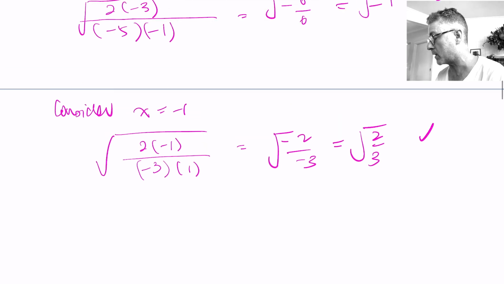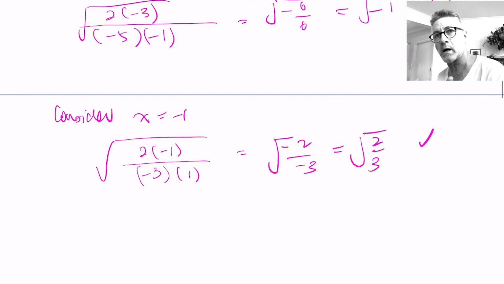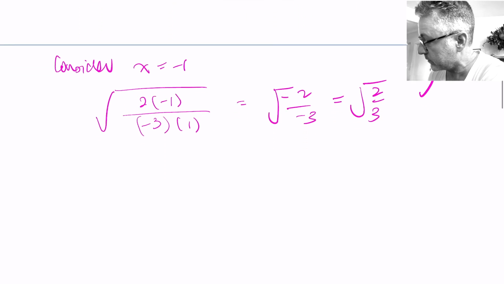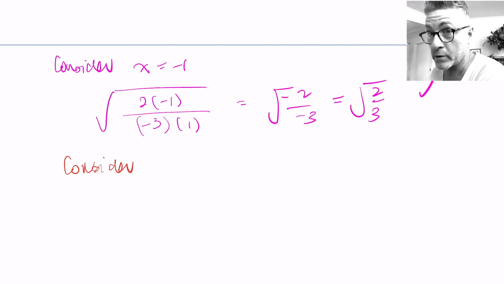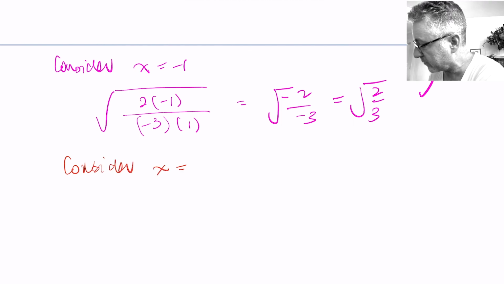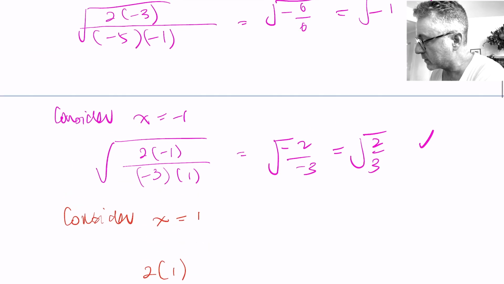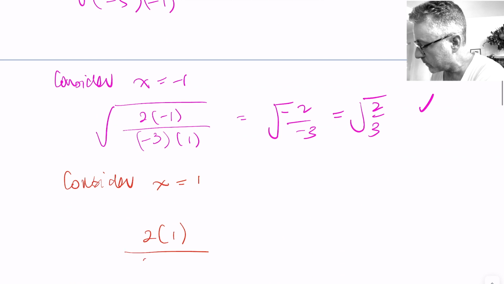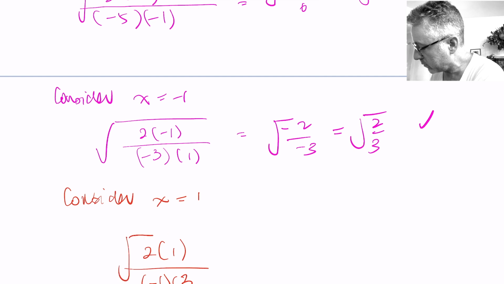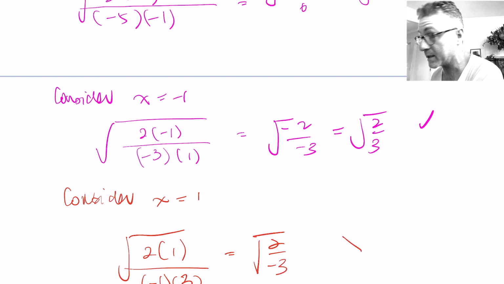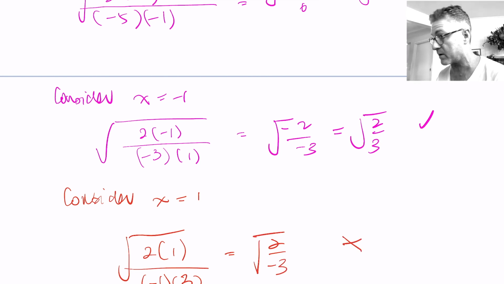Let's consider now between 0 and 2, consider x equals 1. I'm going to change colours here. And the fact that I've gone to red might give you a little bit of a clue about how I'm feeling. 2 into 1 over x minus 2 is going to be negative 1, and x plus 2 is going to be 3. And we want the square root of all that. It's going to be 2 over negative 3. Okay, that's not permissible because we've got the square root of a negative number.